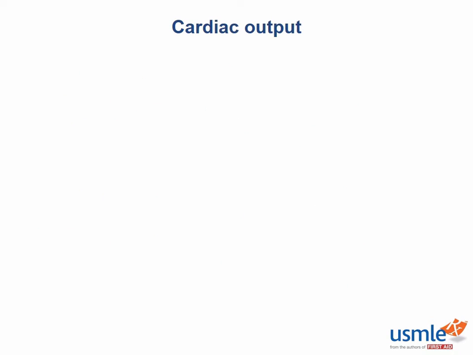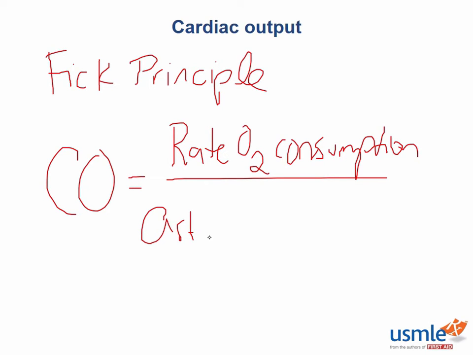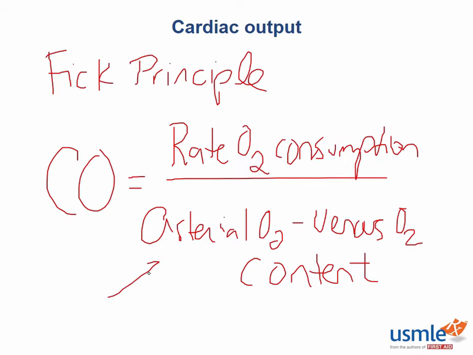Another way to calculate cardiac output is by using the Fick principle. I will say that this is a largely theoretical exercise here and practically is not often used. The reason why is that the principle states that cardiac output is equal to the rate of O2 consumption over arterial O2 minus venous O2 content. So in reality, we can calculate and measure arterial and venous O2 content, but it's really difficult to measure the rate of oxygen consumption. So in practice, this principle is not often used.